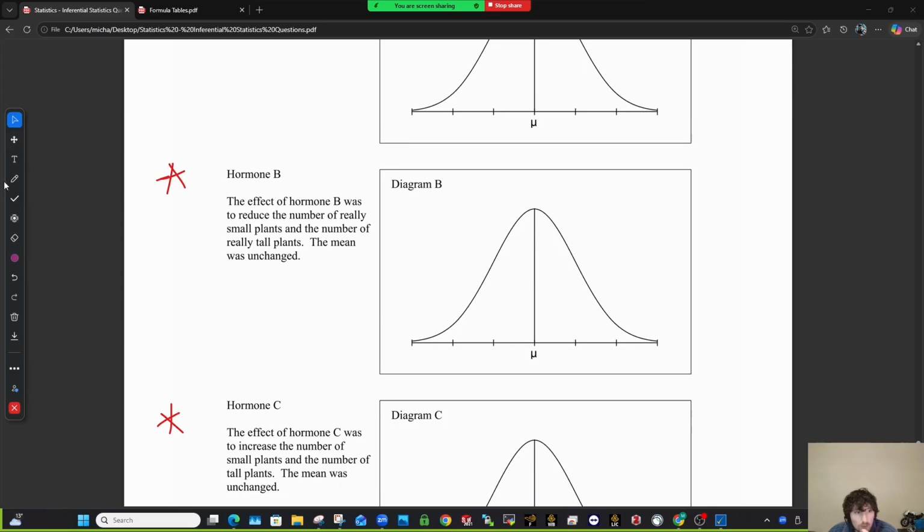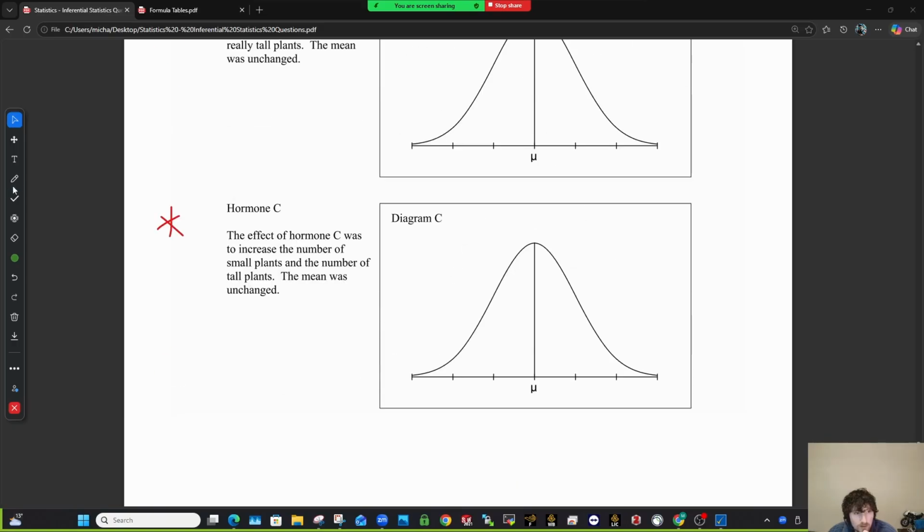Right. Hormone B. The effect of hormone B was to reduce the number of really small plants and the number of really tall plants, in other words, and keep the mean unchanged. So give a go with this. What they want to do is reduce the spread here. They want to not have the thing so wide, but they want to keep the same mu. So what this does is it makes a taller, narrower distribution like this. And that will get you full marks. Okay.